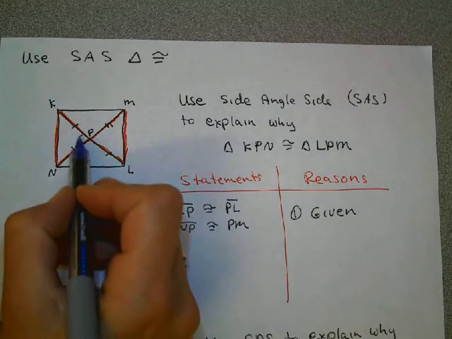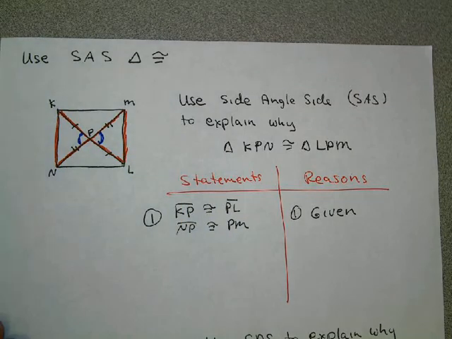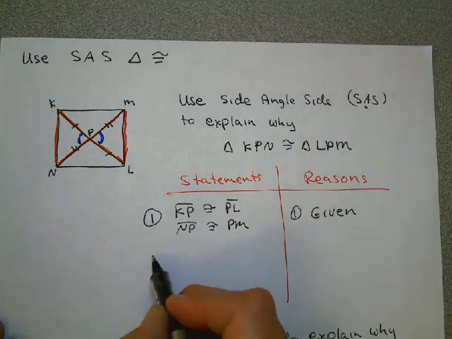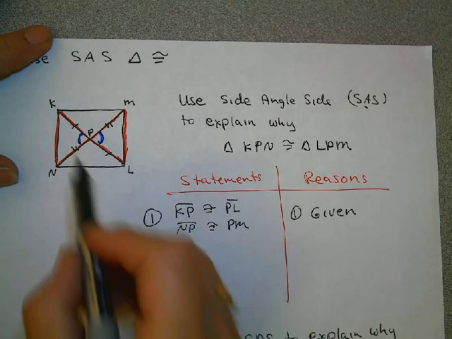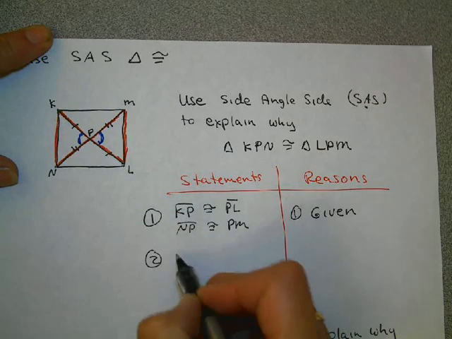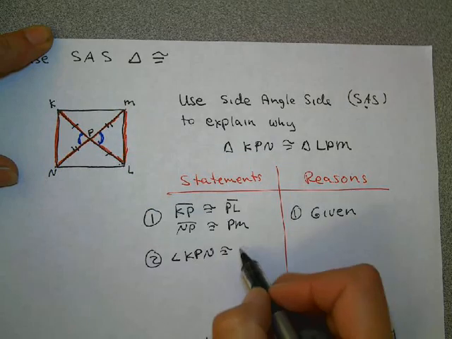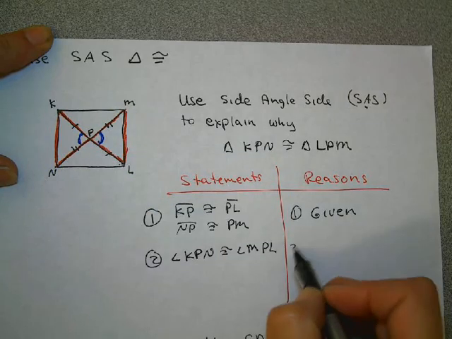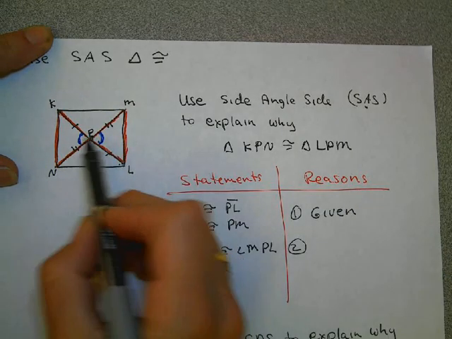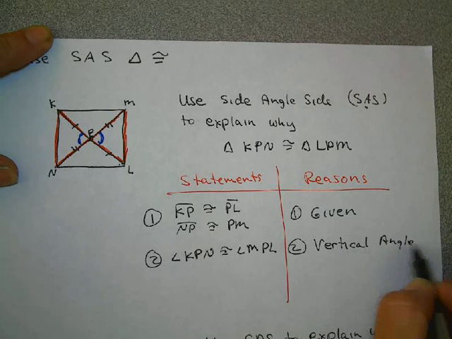So why would this angle be congruent to this one? First off, I have to name them. It says use side, angle, side, so I know that's got to be the case. So I'm going to name those angles, and there's 4 angles right there, so I have to actually use 3 letters. So I'll go angle KPN is congruent to angle MPL. And then my question is why? Why do I know that? Well, I hope all of you can see that those are vertical angles. They share a vertex. They don't share any sides. So we can say they're congruent by the vertical angles theorem. And that explains why.